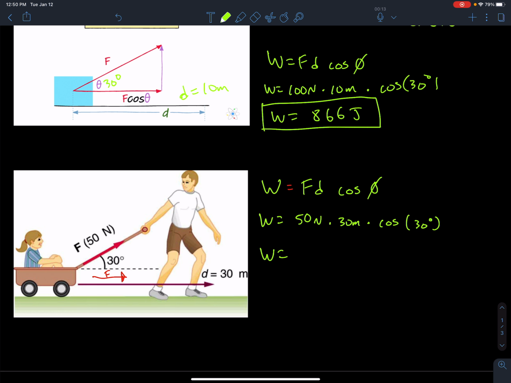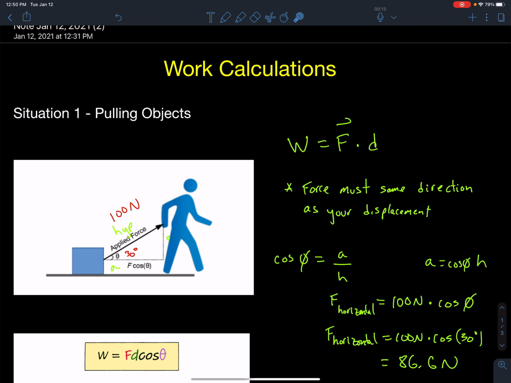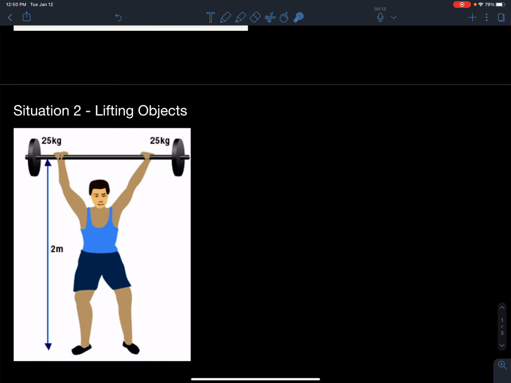All right, so in this case, the guy puts in 1,299 joules. Okay, a little bit more work, but that's because he went a larger distance. All right, and he would have to, again, get that energy from somewhere, and that would be in the form of chemical energy. So that's sliding or pulling objects. Let's look at lifting objects.